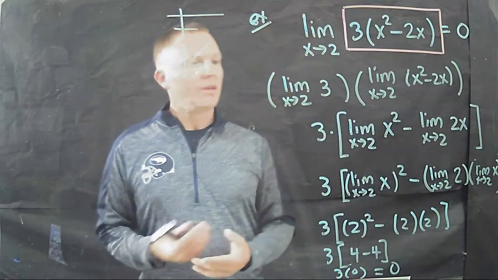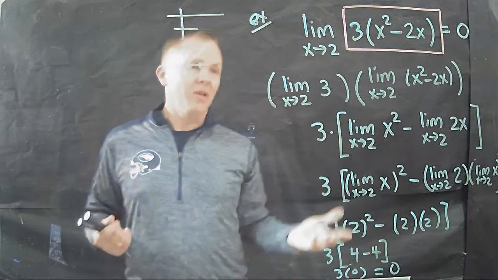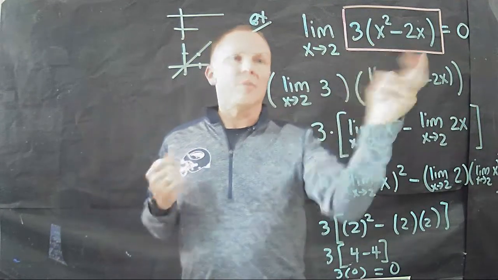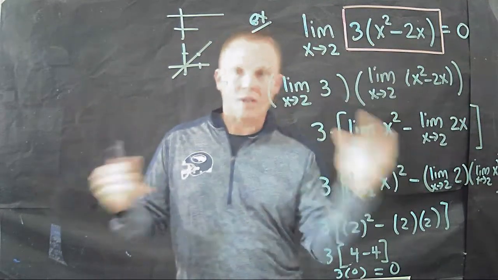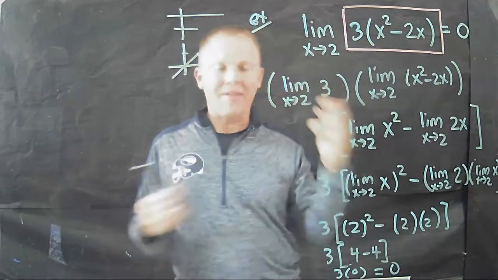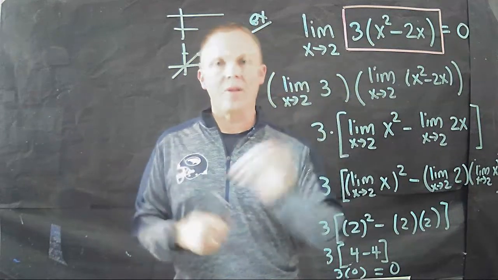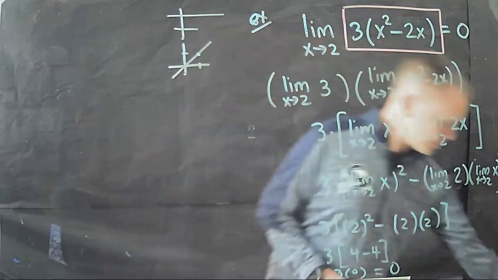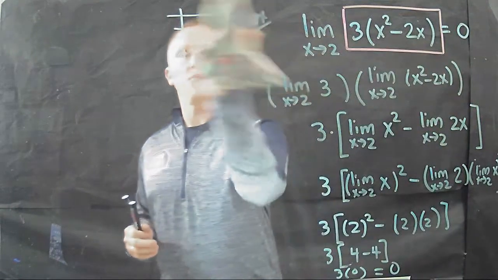And these steps are crazy. But we need to understand that the limit of a sum is the sum of the limits. The limit of a product is the product of the limits. Once we have that kind of in our heads and we know how to manipulate that, we'll be much better off. Okay? Let's do a couple more examples here.